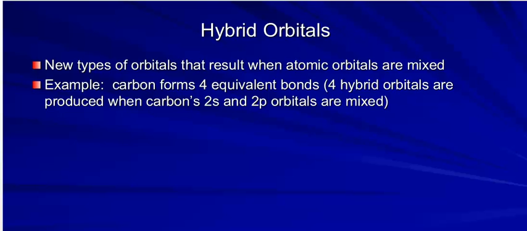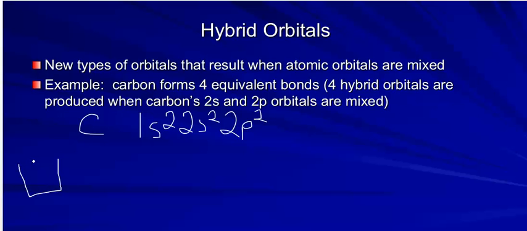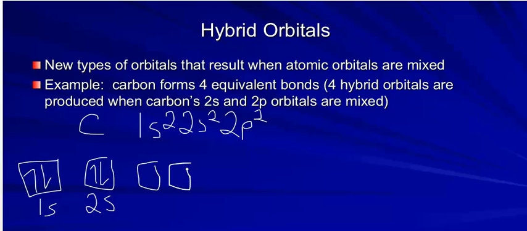Hybrid orbitals are new types of orbitals that result when atomic orbitals are mixed. For example, carbon's electron configuration is 1s2, 2s2, 2p2. If we were to draw the orbital boxes we've drawn before, this is the 1s with arrows in it, then you have your 2s, which has 2 electrons as well, and then the 2p, which has 3 boxes because it's a p, and I'm going to put 2 arrows in the 2p.